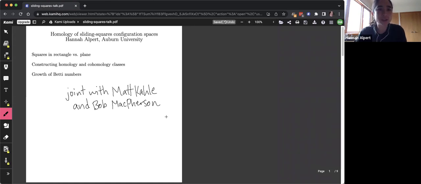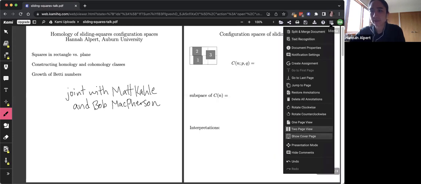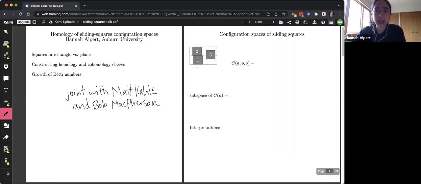But mostly I'll just talk about starting to get some intuition for homology and cohomology of these configuration spaces and how we even start to think about them. So here's a picture of the kind of thing that we mean. We have some squares, they're all the same size, they're labeled 1 through n, and they're not allowed to overlap, and they're sliding around in a rectangle. And the configuration space has pictures like this as elements.